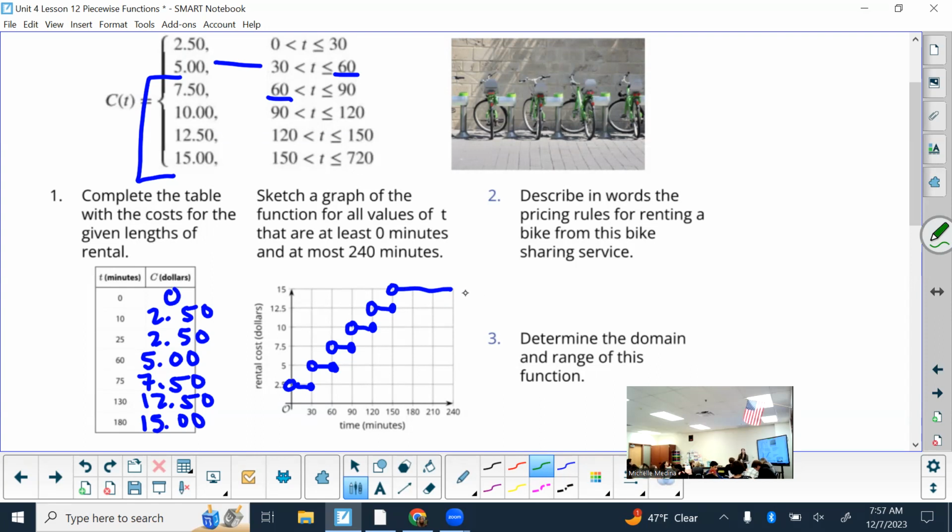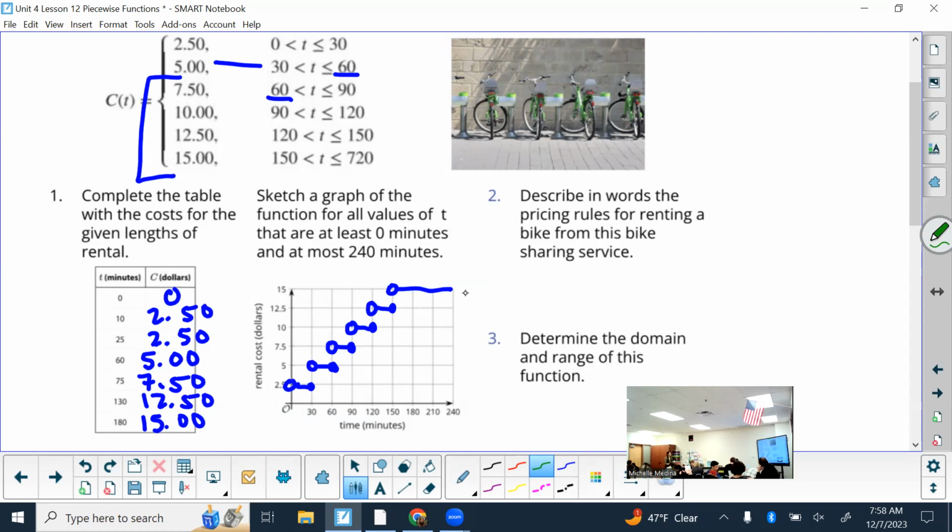All right, to describe in words, honestly, you have to go interval by interval. So when you see that on your constructed response, please write a complete sentence for each interval. You say from 0 up to 30 minutes, it costs $2.50. Over 30 minutes up to 60 minutes, it costs $5. All right, make sure you're using the correct phrasing.